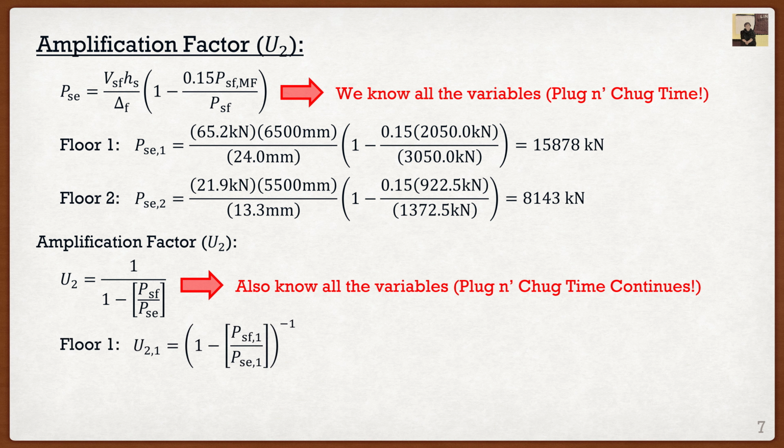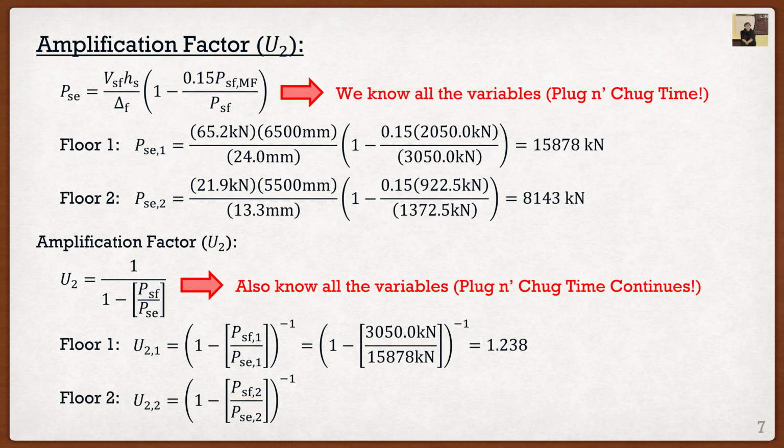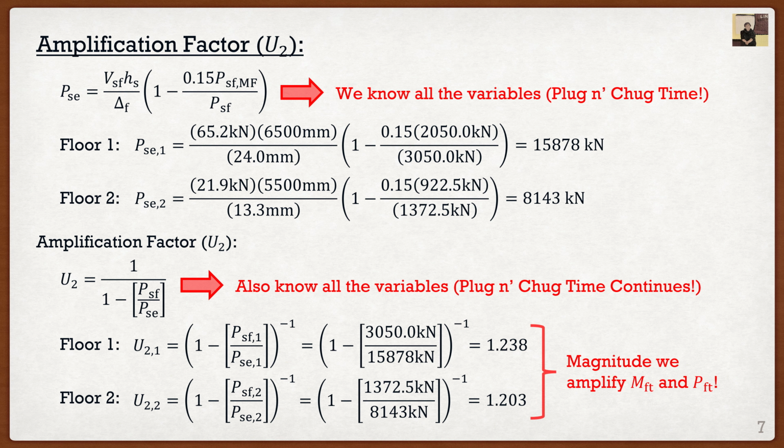So for floor number 1, I just substitute everything into my equation right here, and I get 1.238. So this is going to be very important when we start calculating these second order effects. For U2, for story number 2, again same thing, I'm just plugging everything in, and I get 1.203. Now this is important because this is the magnitude by which we amplify MFT and PFT.